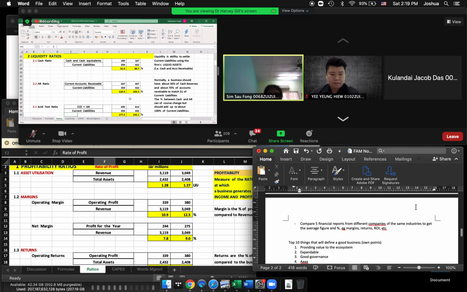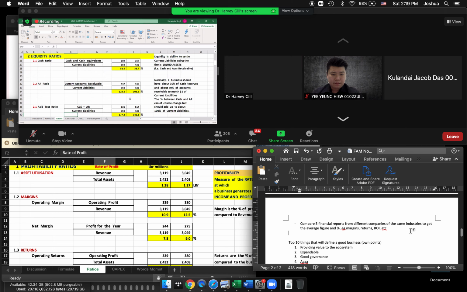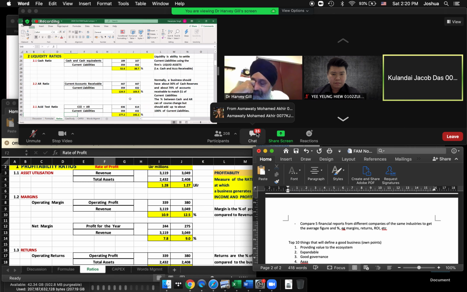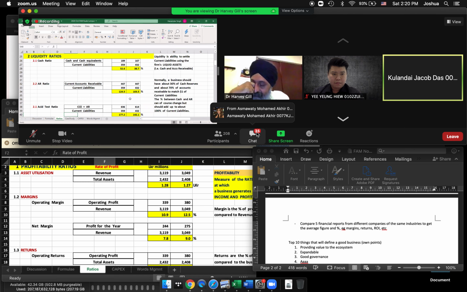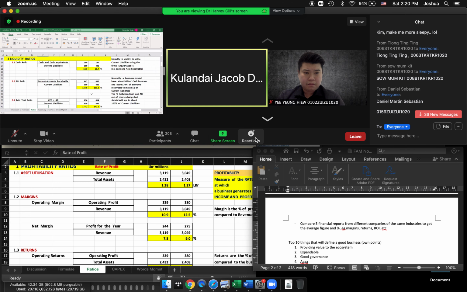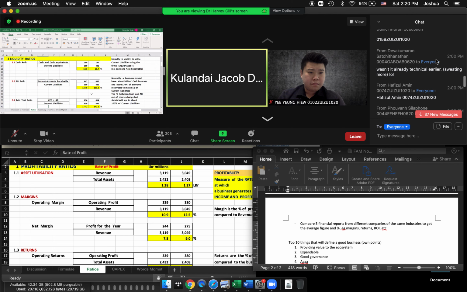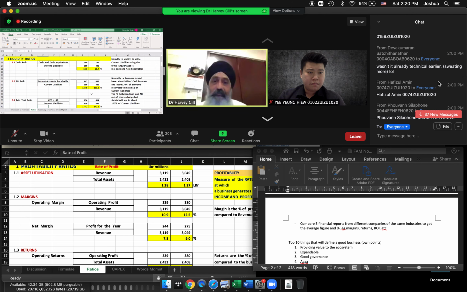Doctor, one question. Is it fair to assume that once the margin drops, the returns will correspond as well? Will it always follow the trend, or is there a possibility for a swap? That means the margin drops, but the return is higher. I will show you later. There's a formula for that.